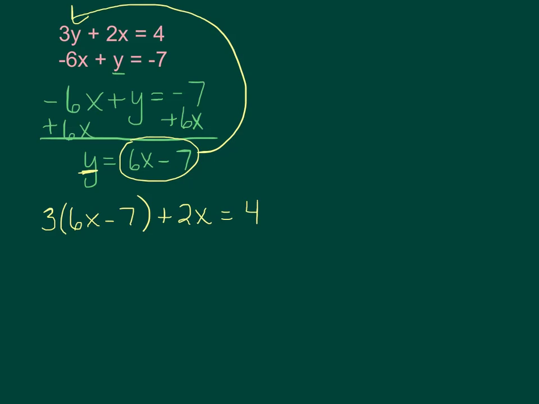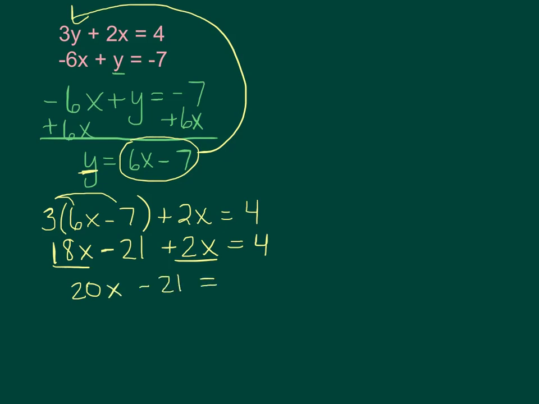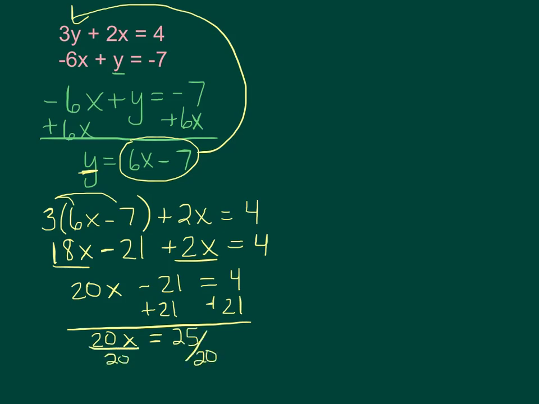So we're going to do the distributive property. We get 18x minus 21 plus 2x equals 4. And then I combine my like terms. So I have 20x minus 21 equals 4. And then add 21. So I have 20x equals 25, divided by 20. Put that in your calculator. You can simplify, but 5 goes into both 25 and 20, so you get 5 over 4. And I'm going to leave it improper like that.